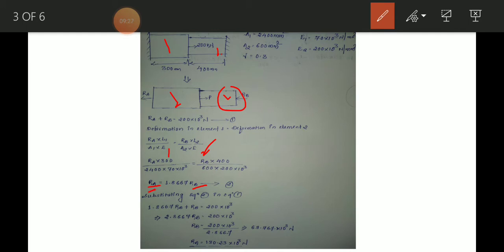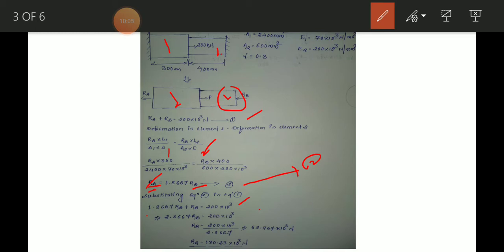So I get RA equal to 1.8667 into RB. Okay, let us give this as equation number 2. Okay, now see, still we have not found out the value of RA and RB. So what we'll do is substitute this value of RA in equation number 1. So what we'll get, RA is nothing but 1.8667 times RB plus RB equal to 200 into 10 raised to 3.